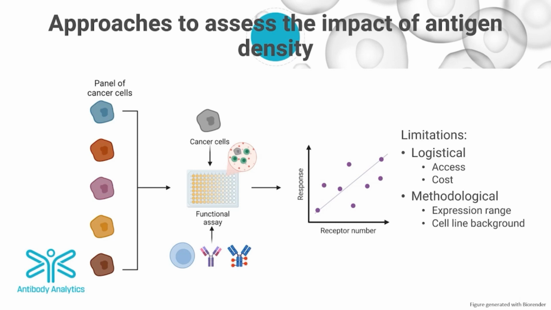Firstly, the cost of setting up an appropriate panel of cancer cell lines can be prohibitive, and can reach tens of thousands of dollars if licensing costs are included. Secondly, the range of expression in even a large cell line panel can be limited, which does not allow determination of the threshold of activation of the therapeutic. And lastly, the cell line background can introduce variability, as intrinsic differences between cell lines can render them susceptible or resistant to a given therapeutic in a manner that's independent of the antigen expression level.